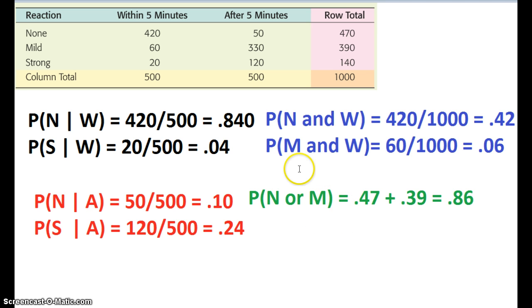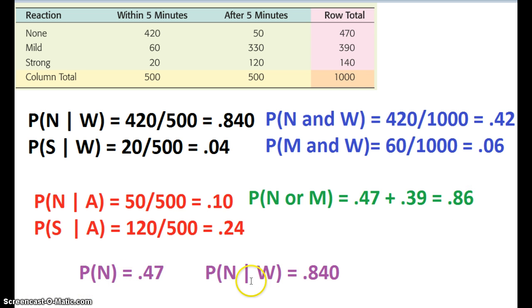So the probability of no reaction, we figured that out in part A. It was 470 out of 1,000, 0.47. Mild reaction was 390 out of 1,000, 0.39. Add them together, there's nothing to subtract. Probability of no or a mild reaction is 0.86.